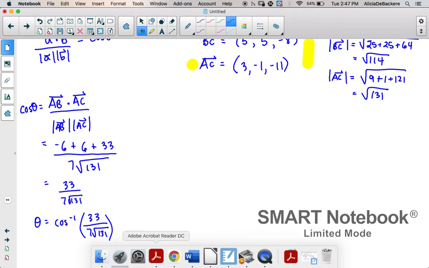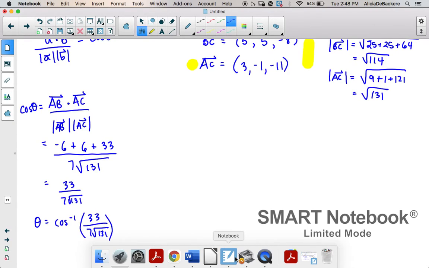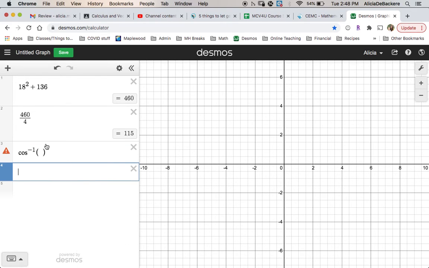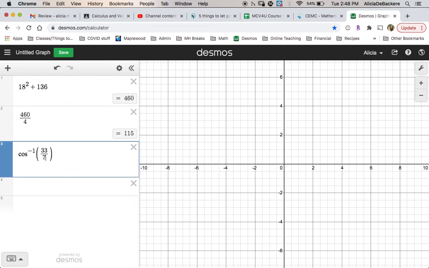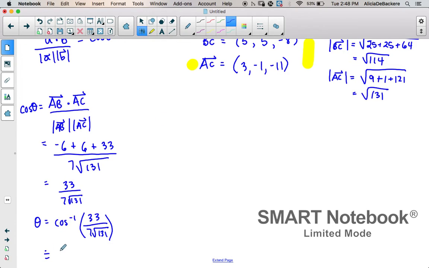Okay, so let's see if I can remember this over on Desmos. So we're going to do cos inverse of, I've already forgotten, 33 over 7 root 131. Okay, so I get an angle of, and I set my Desmos to degrees, so I get 65.7. So it could be the biggest, but probably not.